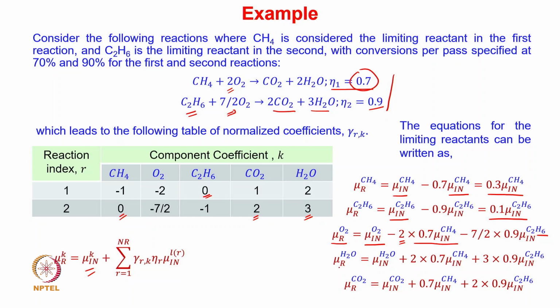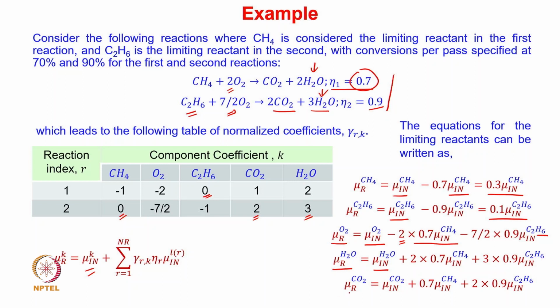In a similar manner, for the water, the material balance can be written as μ_r,H2O, which is nothing but the molar flow rate of the water coming out from the reactor. That will be equal to the molar flow rate of the water coming into the reactor, plus water is getting produced in the first reaction, so that becomes 2 into 0.7 μ_in,CH4. Again it is getting produced in the second reaction, so that becomes 3 into 0.9 μ_in,C2H6.